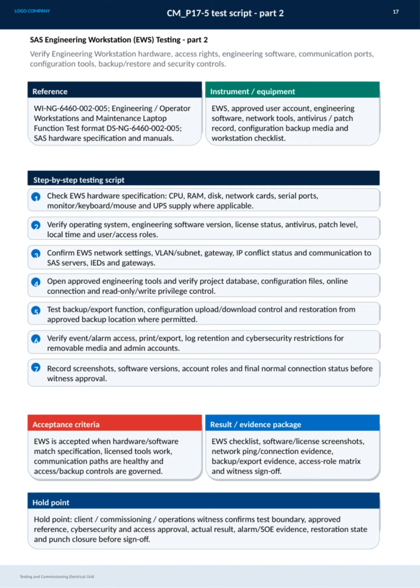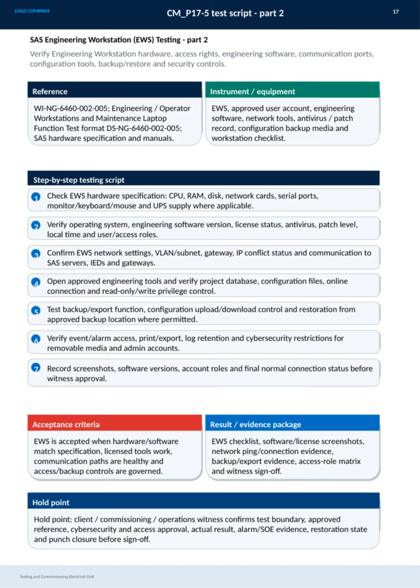Next, we verify the operating system details, software versions, license status, antivirus and patch levels, as well as local time and user access roles. Then, it's critical to confirm network settings, such as VLANs, IP addresses, and communication with SAS servers and IEDs. After that, we open the approved engineering tools to check project databases, configuration files, and access privileges for read or write permissions. We also test backup and export functions, ensuring configurations can be uploaded, downloaded, or restored from approved backups.